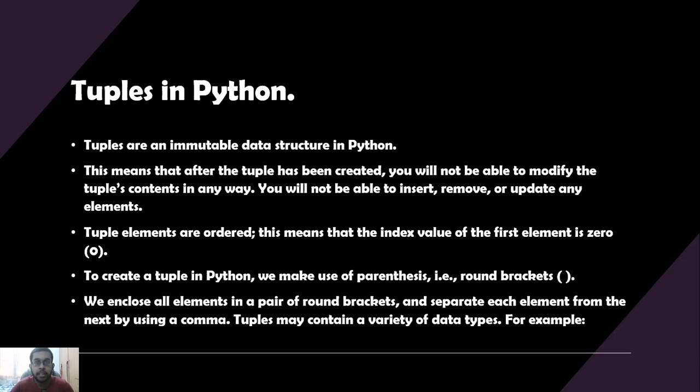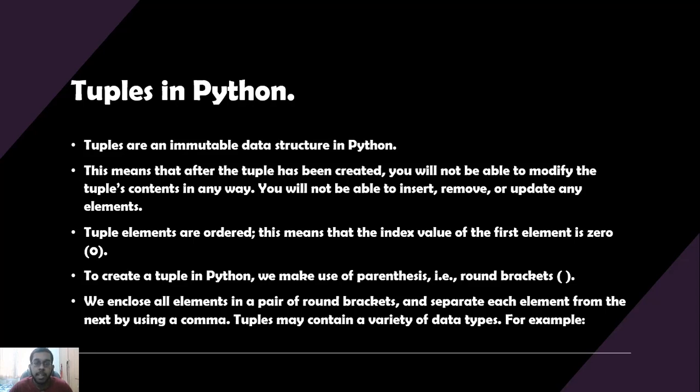Tuples in Python. Tuples are an immutable data structure in Python. This means that after the tuple has been created, you will not be able to modify the tuple's contents in any way. You will not be able to insert, remove, or update any elements. Tuple elements are ordered. This means that the index value of the first element is 0.